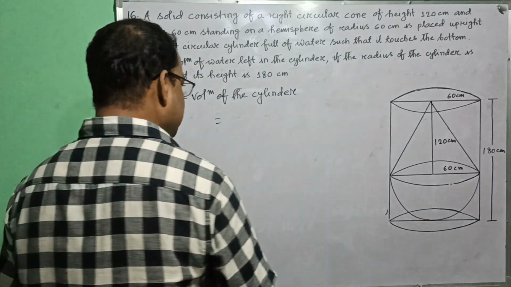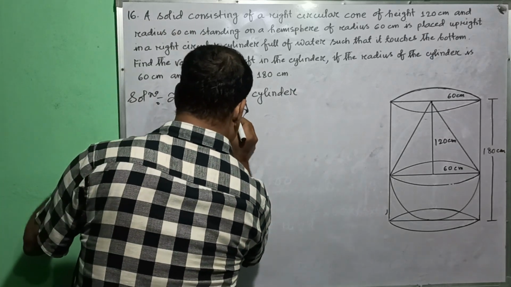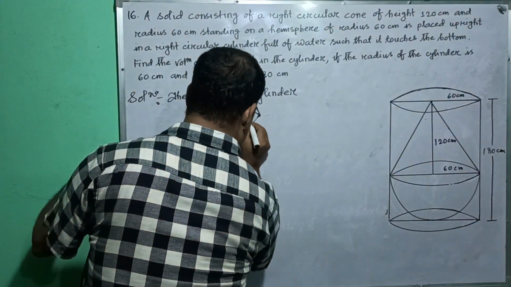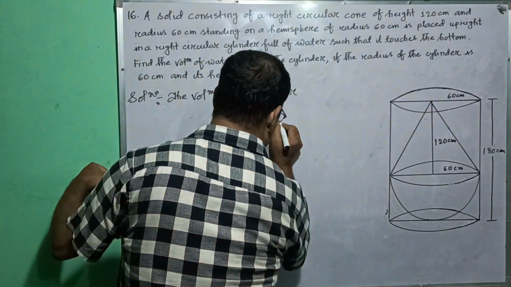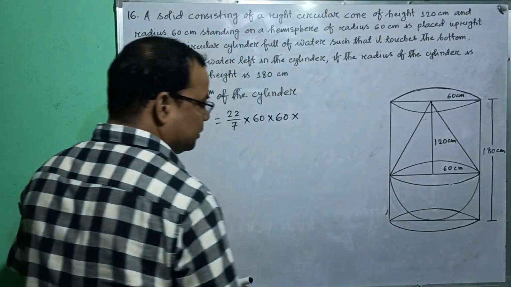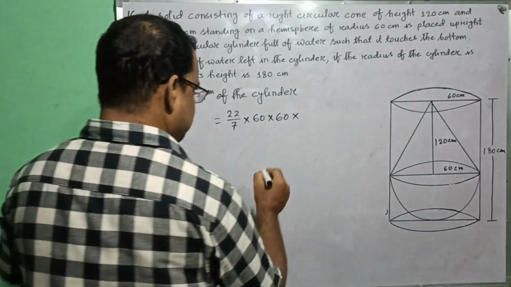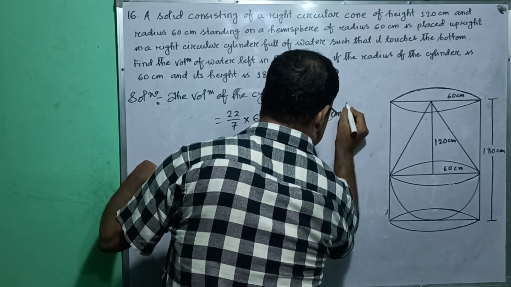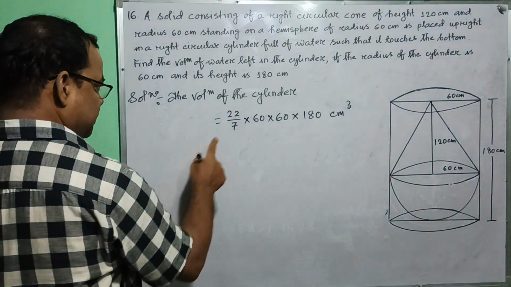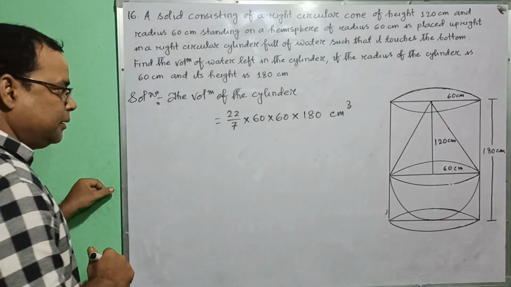It is pi r square h. So we'll write 22 by 7 into, what is the radius? It is 60. So 60 into 60 into height is 180. So it is 180 cubic centimeter. So this is the volume of the cylinder.